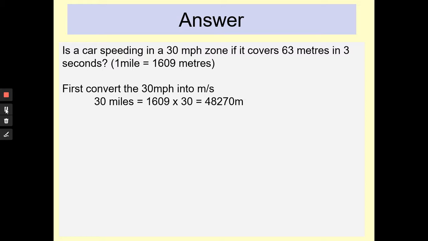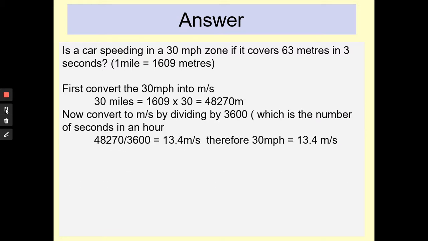So, first of all, if we've got 30 miles, according to my information at the top there, 1 mile is 1,609 meters. So 30 miles is going to be 48,270 meters. Now we need to convert it into meters per second by dividing by 3,600, because that's how many seconds there are in an hour. So we end up converting 30 miles per hour into 13.4 meters per second. So that's our reference number.